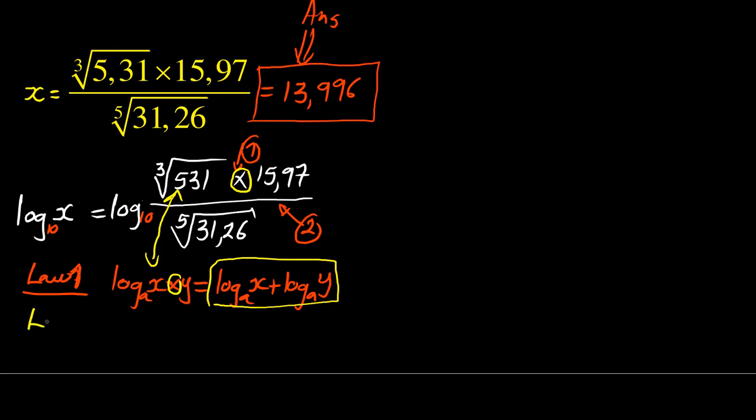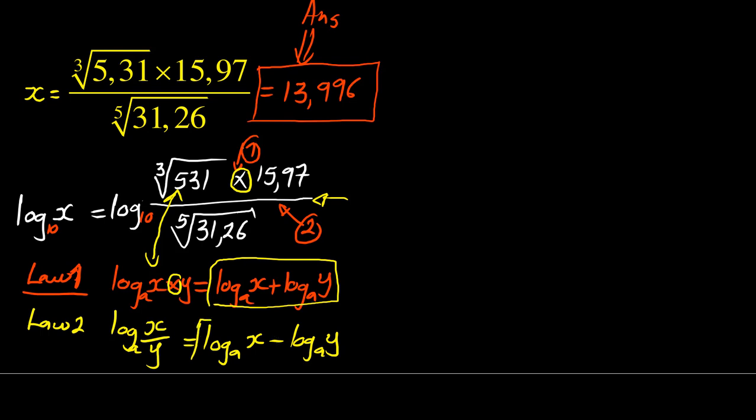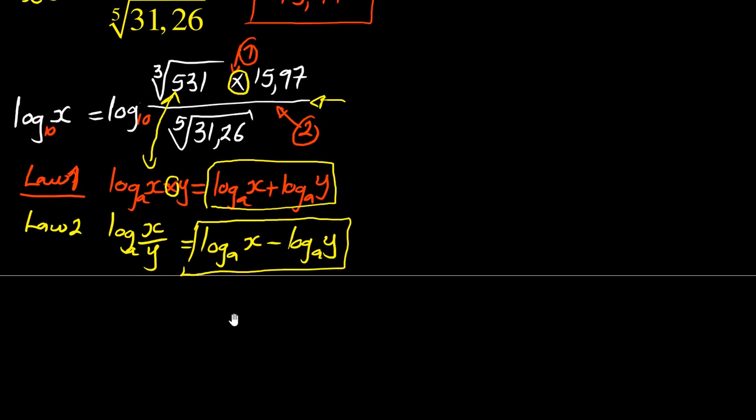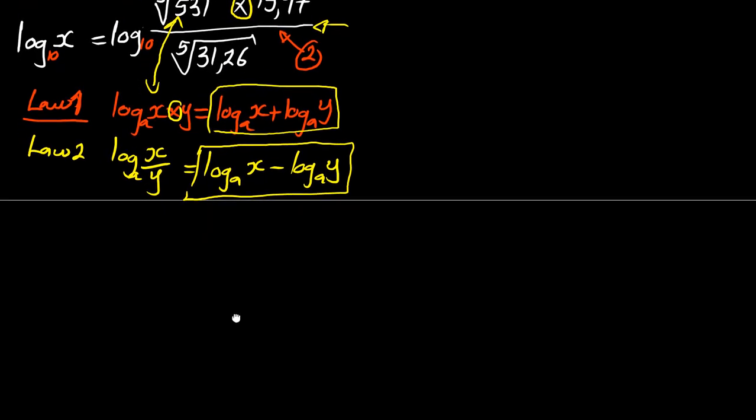Again, if I look at law number 2, law number 2 is the division one, whereby I'm looking at the division sign. It says log x over y is equal to, in base of a, it is equal to log in base of a of x minus log in base of a of y. So you can see again that the division sign is introducing now the negative sign, and I'm interested in writing it from that part.